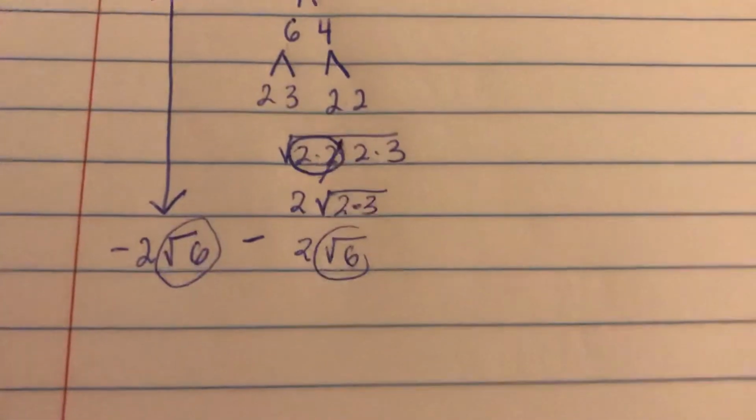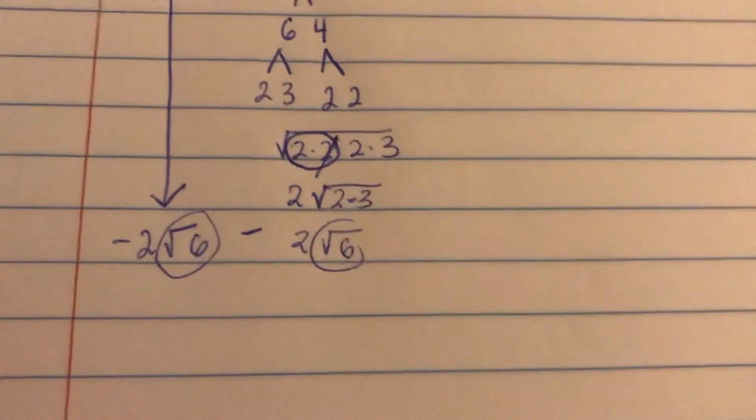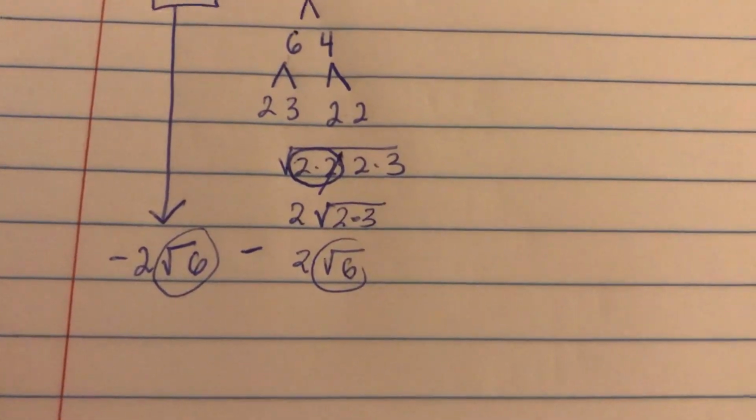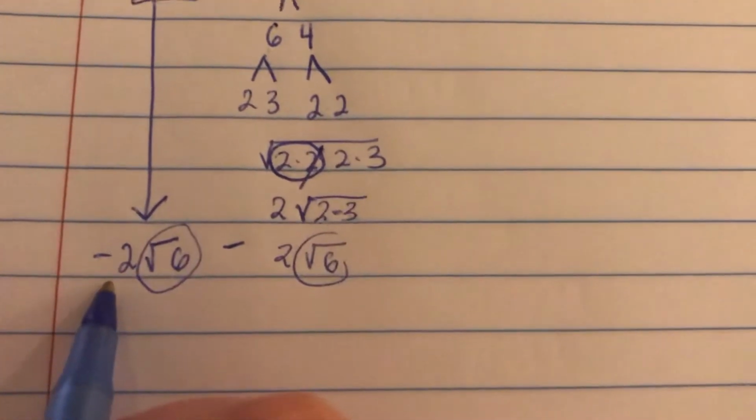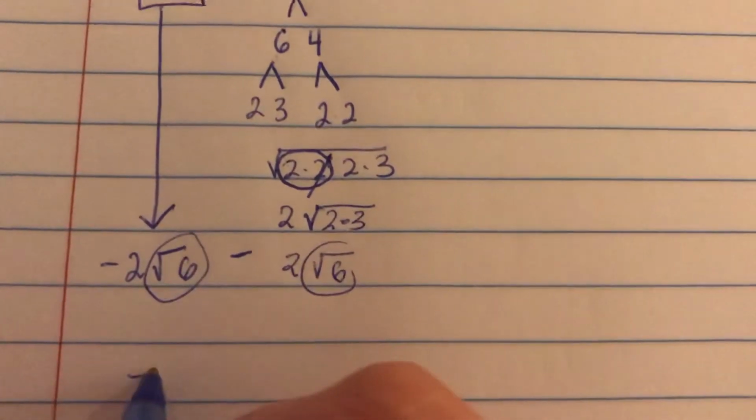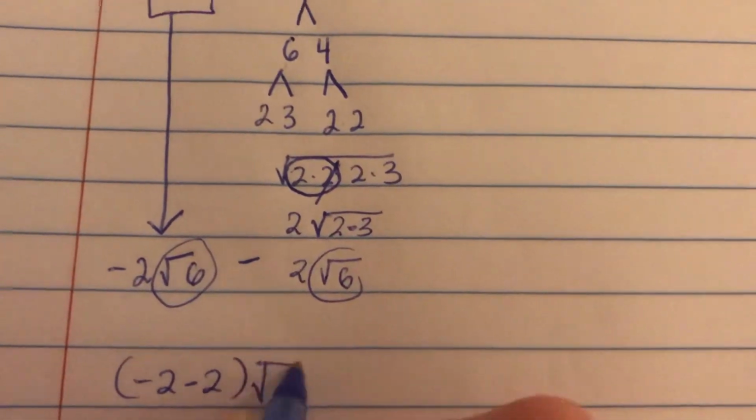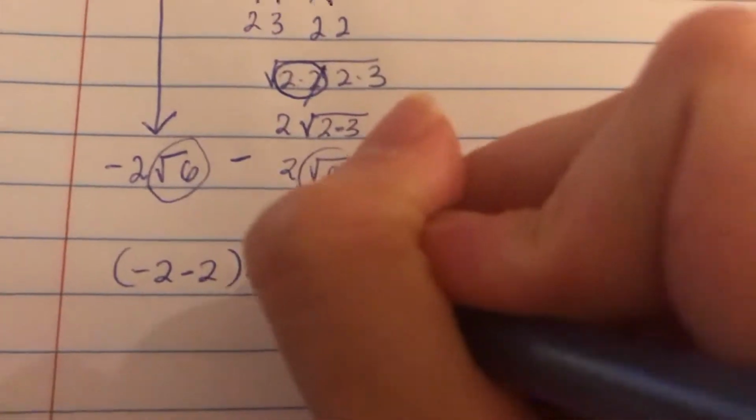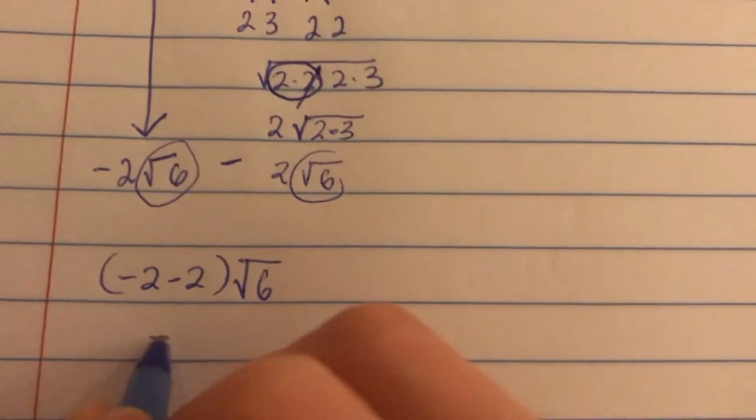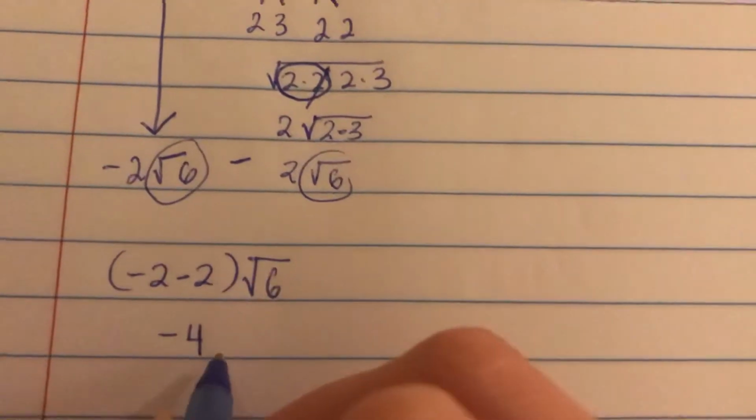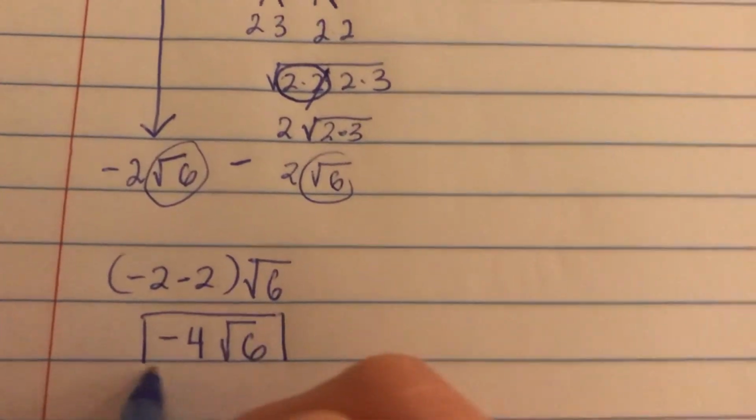Now I'm going to combine the like terms. So in order to combine like terms, I want to look at the coefficients of each square root of 6. I have coefficients of -2 and -2. So I'm going to combine those and keep my common square root in there. -2 minus 2, that is -4. So my answer is going to be -4 radical 6.